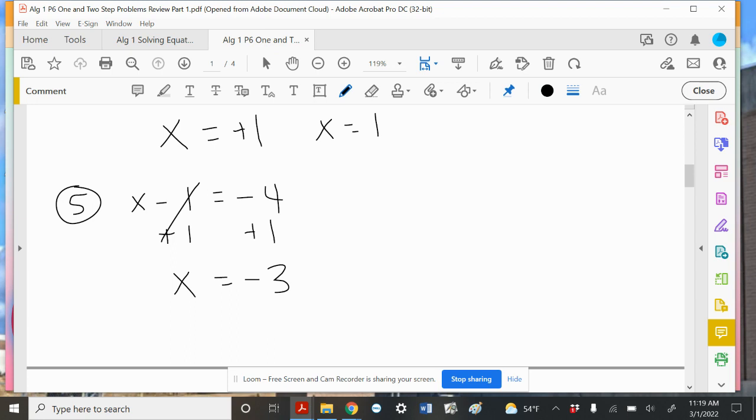So those are the first part. That's the first part of the basic problems for one-step and two-step problems in Algebra 1.